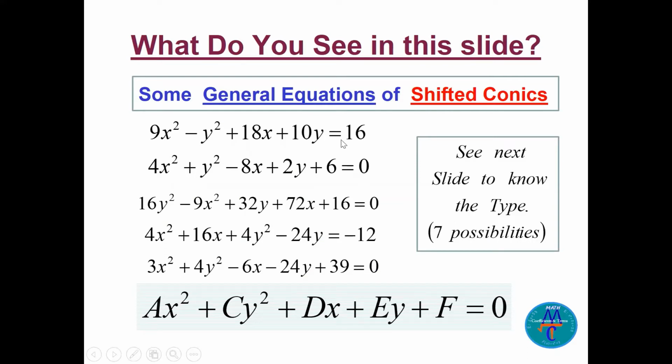What do you see in this slide? Just take a minute here and we see equations. There are 1, 2, 3, 4, 5 examples here. So these equations, these are some general equations of shifted conics. There are 7 types we will see in the next slide about these equations. See, they look similar. These all can be written as this: ax squared plus cy squared plus dx plus ey plus f is equal to 0. So this one we call it general equation of shifted conic.